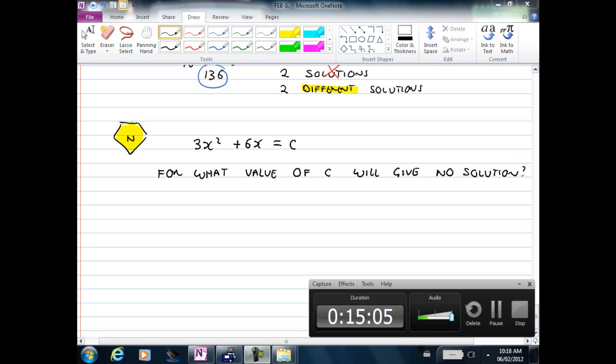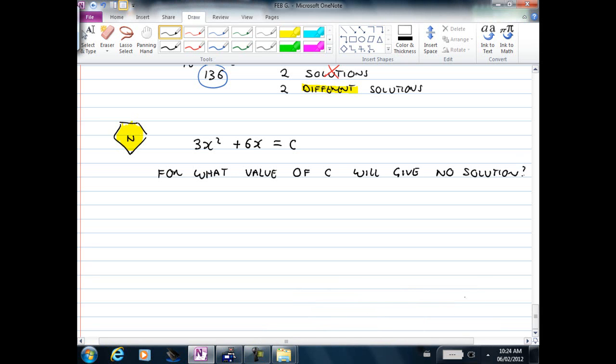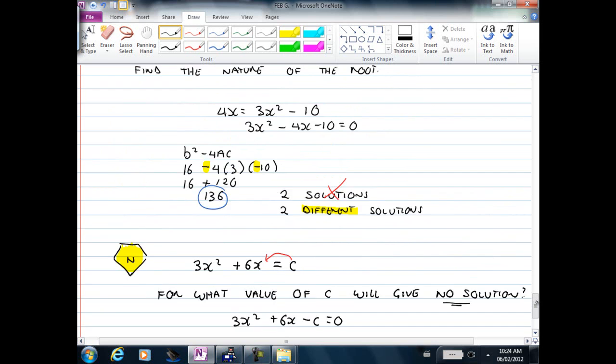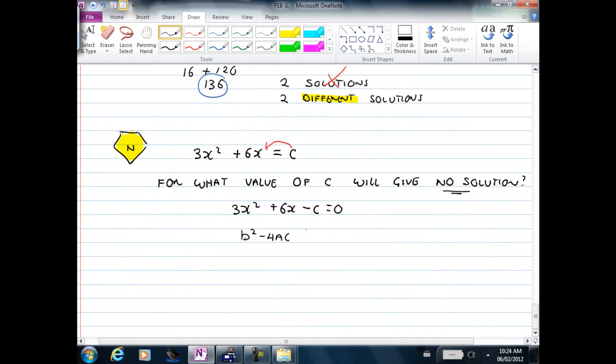I'm going to give you about 4 minutes. First of all, I always say, remember, quadratics you want to equate to 0. So first of all, let's move this over and get it to 0. 3x squared plus 6x minus c equals 0. No tricks, I keep it simple. Now, I want no solution, which means I'm talking about the nature of the roots, which means I want the discriminant, b squared minus 4ac. If I want no solution, would you agree it has to be less than 0?